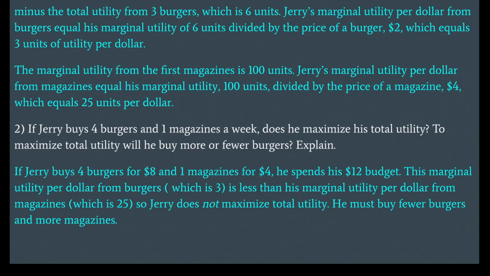If Jerry buys 4 burgers and 1 magazine a week, does he maximize his total utility? To maximize total utility, will he buy more or fewer burgers? Explain. If Jerry buys 4 burgers for $8 and 1 magazine for $4, he spends his $12 budget. His marginal utility per dollar from burgers, which is 3, is less than his marginal utility per dollar from magazines, which is 25, so Jerry does not maximize total utility. He must buy fewer burgers and more magazines.